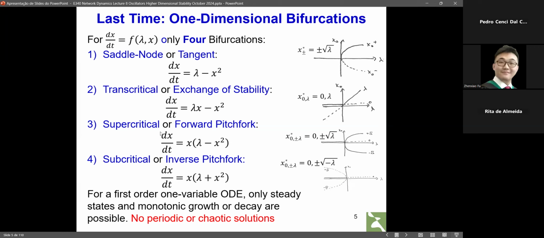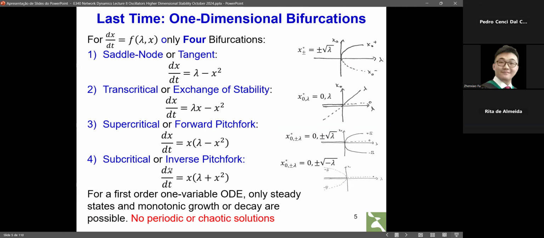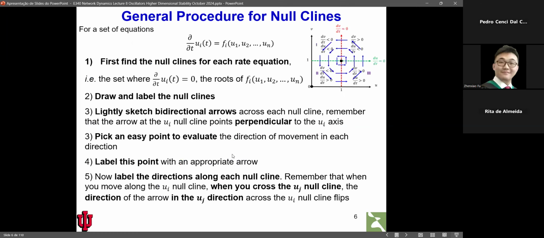If you have the supercritical or forward pitchfork, you see it's like a pitchfork. You have only one fixed point, and then you have 3 fixed points. And the stability of the 0 fixed point changes from stable to unstable. And the subcritical or inverse pitchfork is just the contrary. You have 2 unstable fixed points here, and the stable fixed point here turns into an unstable fixed point.